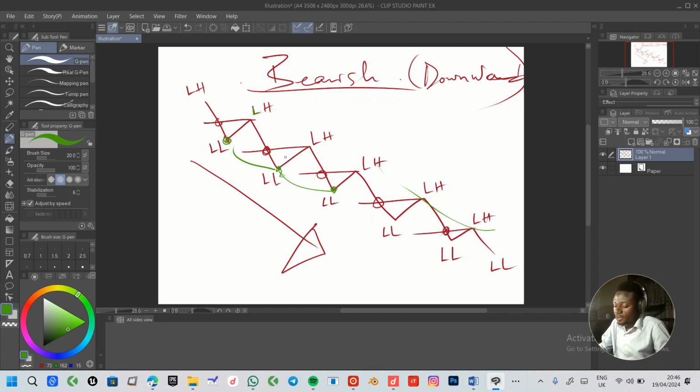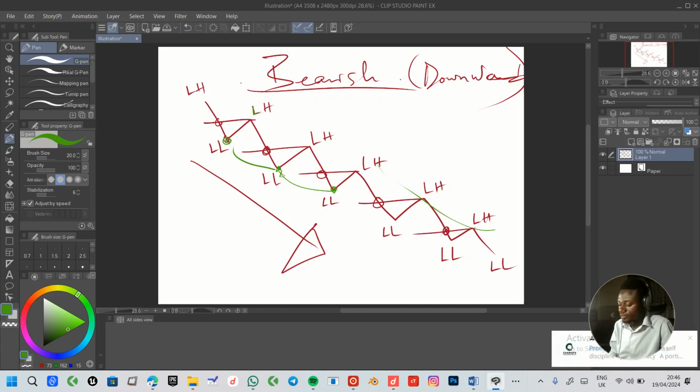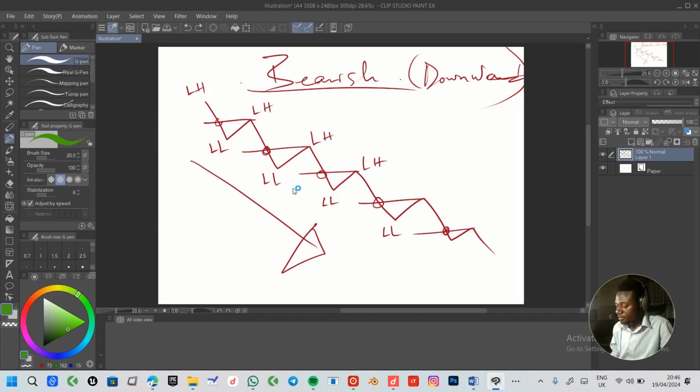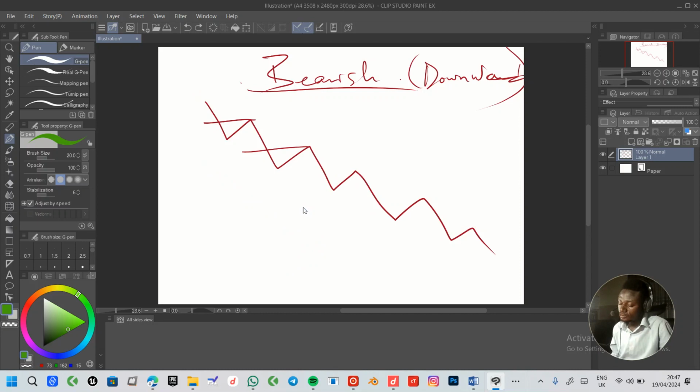So in the bearish market condition, price action keeps breaking the lows. Sorry, I made a little mistake. It breaks on this, on this, on this, on this. This is where it's supposed to break it.